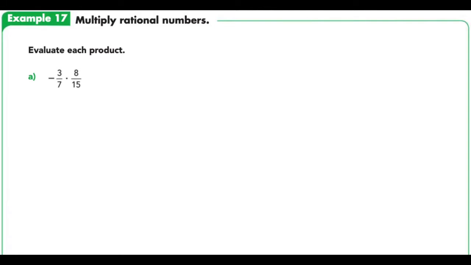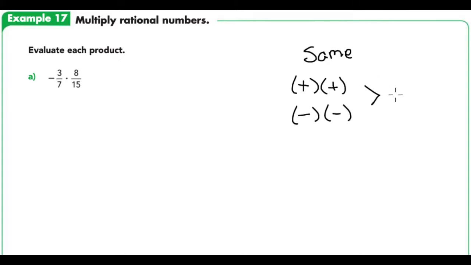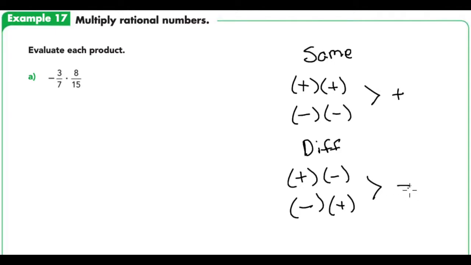For example 17, we're going to be multiplying rational numbers. And before we actually start to multiply fractions, we need to recall our sign rules. Those rules were for when you multiply with same signs. If we had a positive times a positive or a negative times a negative, our product will always be a positive. And when we multiply with different signs, a positive times a negative or a negative times a positive, our product is always negative.